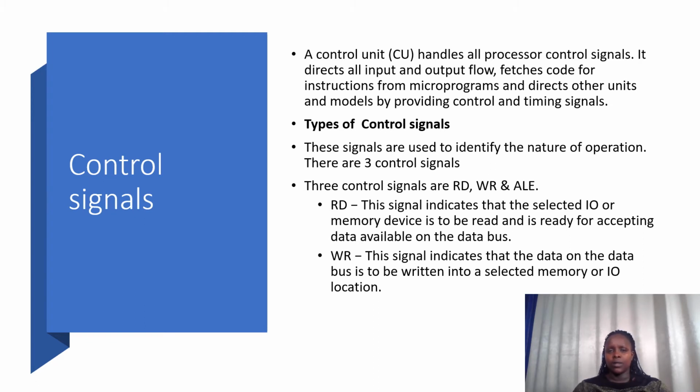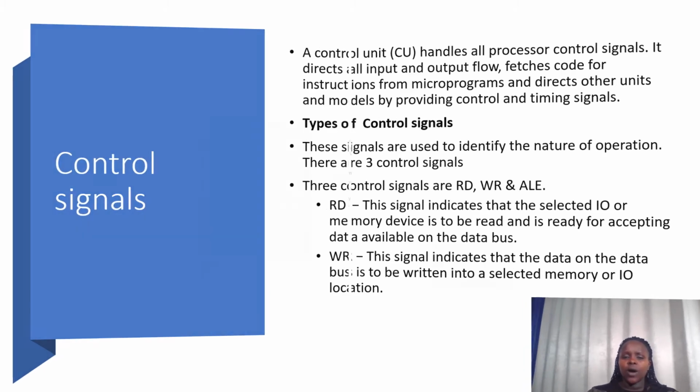The WR, this signal indicates that the data on the data bus is to be written into a selected memory or input-output location. It means that this WR or write signal indicates that the data on the data bus is to be written to the input-output system or the memory location.